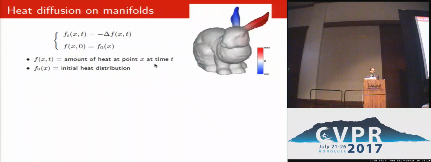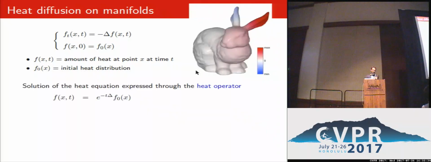So on the manifold, it's exactly the same equation. The only thing that changes is here we use the manifold Laplacian, the Laplace-Beltrami operator. So we have the initial heat distribution, and basically as we allow for time to run, the initial heat distribution is somehow diffused on the manifold. So we can express the solution of the heat equation by applying what is called the heat operator, exponential of the Laplacian operator, where the exponentiation is understood in the operator sense. Basically, we need to apply it to the eigenvalues of the Laplacian.